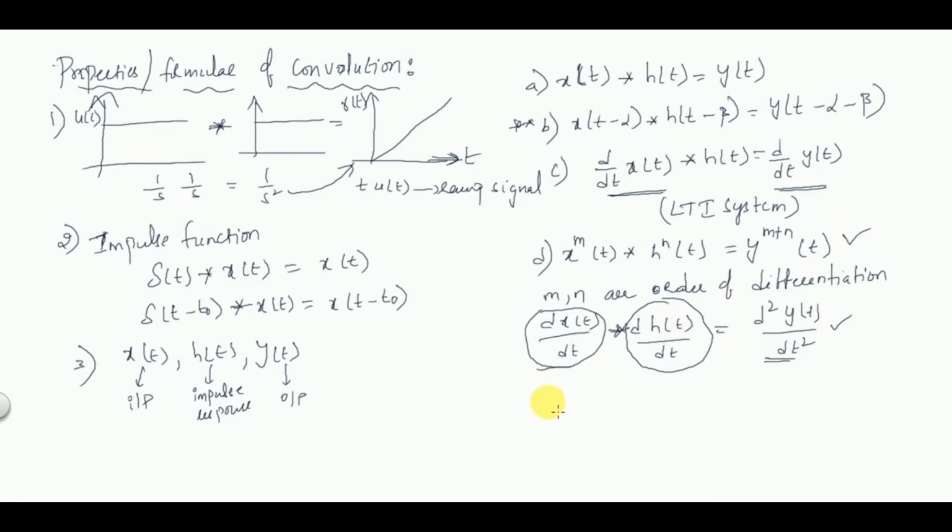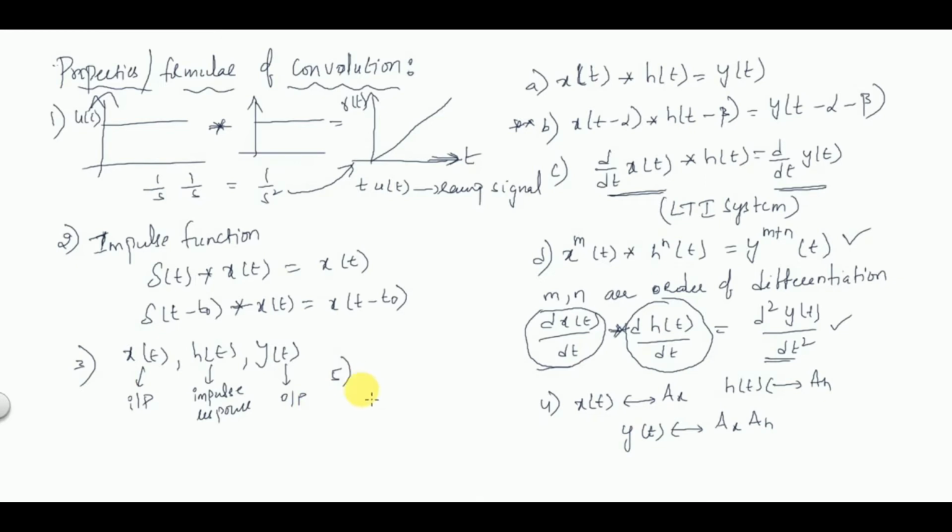Next, the fourth one: if the area under x of t is ax and the area under h of t is ah, then the area under y of t is the product, that is ax into ah.